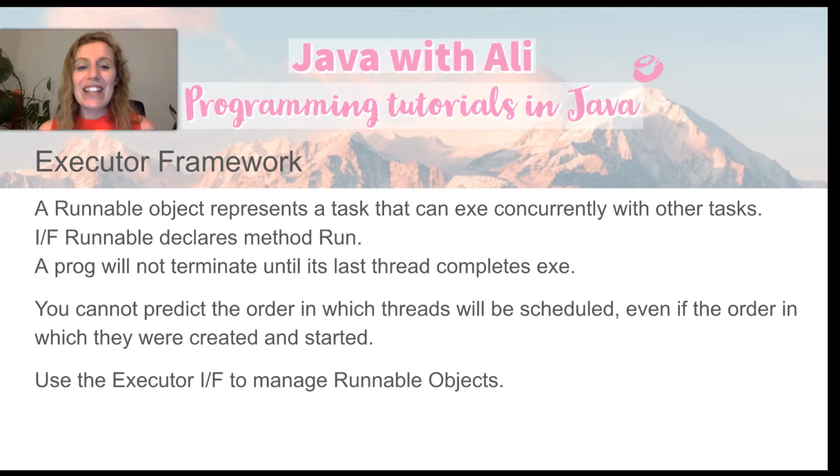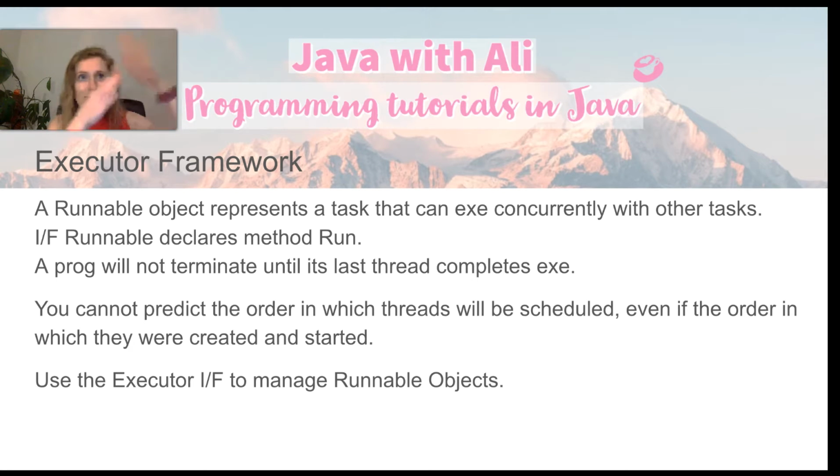So then we did examples on the Executor Framework, which is quite an interesting framework because it uses multiple things within the java.util.concurrent package. Correct me if I'm wrong. A Runnable object represents a task that can execute concurrently with other tasks. So we've got multiple people standing on their treadmills all together. They're acting as a team.